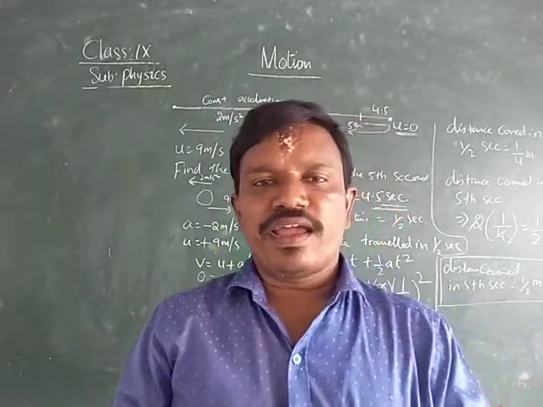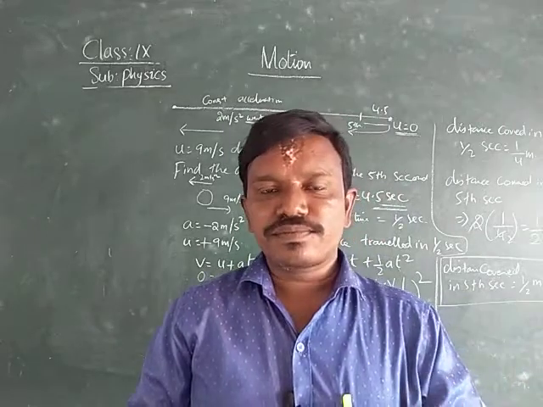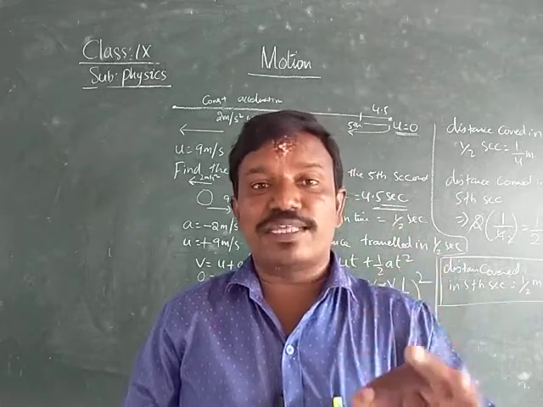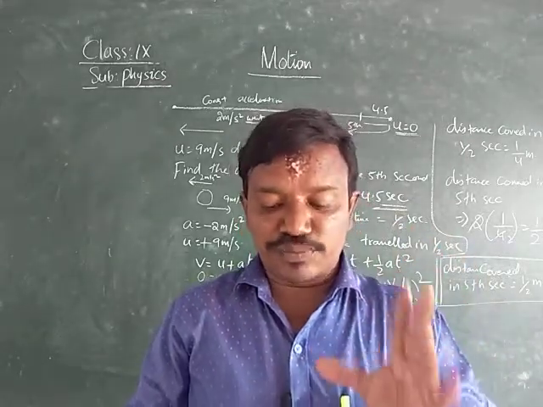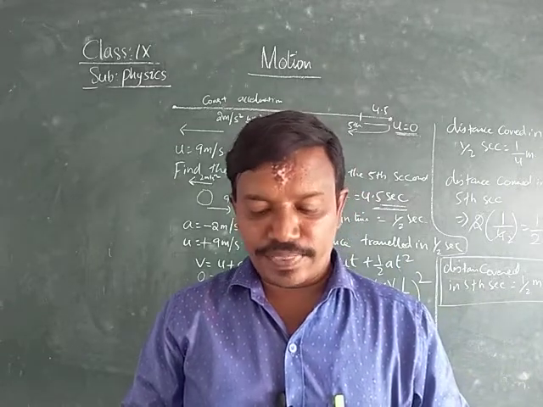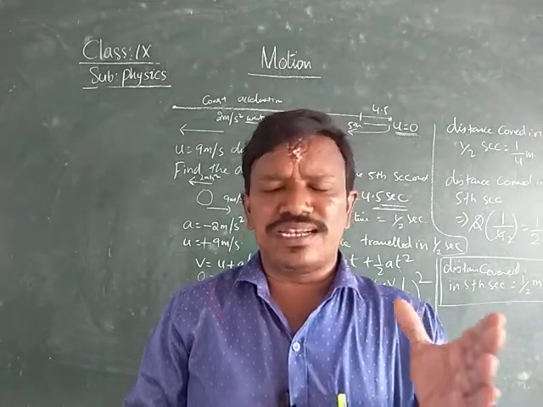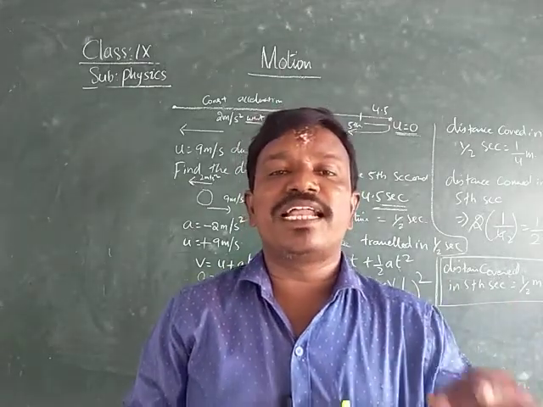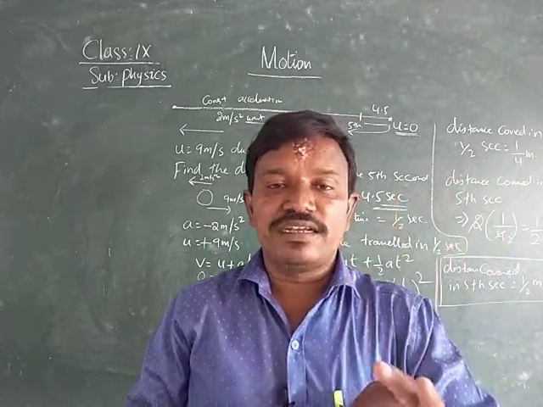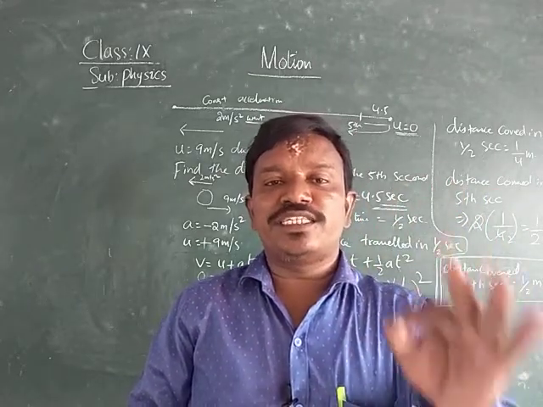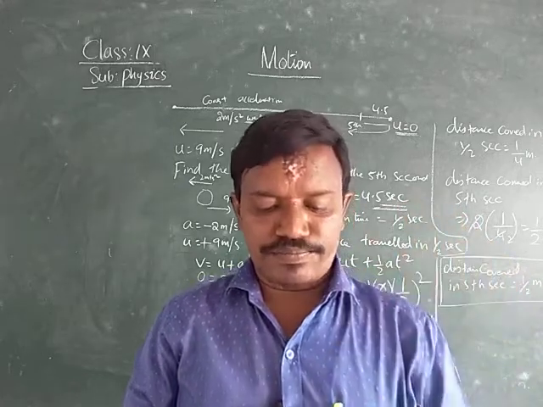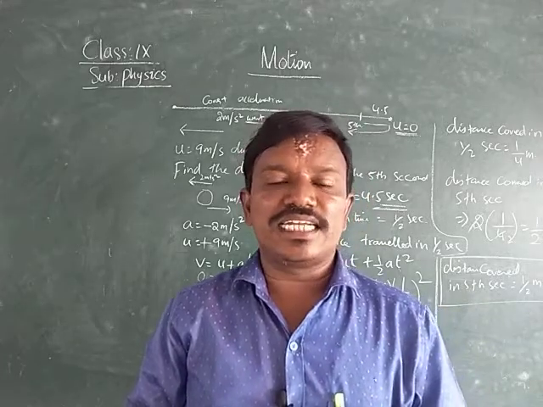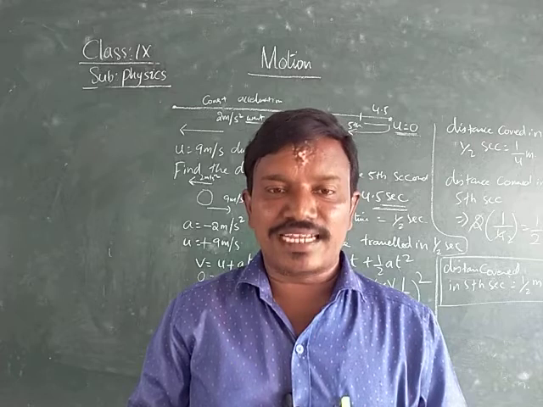Average speed means the total distance covered by the total time taken. Total distance by total time taken. Average velocity, total displacement by total time taken. Instantaneous speed at a particular interval of time is called instantaneous speed. Normally instantaneous speed is measured by a device called the speedometer. What is velocity? Displacement by time is called the velocity. What is acceleration? The rate of change of velocity is called the acceleration.